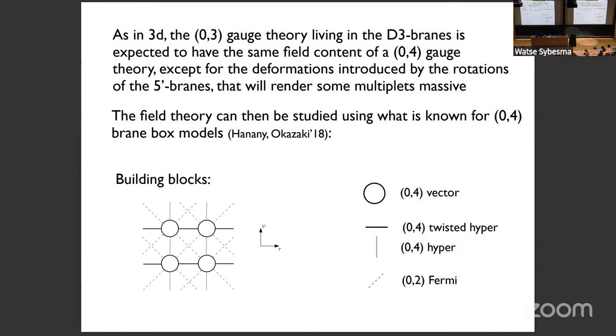how they are charged. I forgot to say that these theories have an SO(4)_R symmetry, SU(2) cross SU(2). It depends with respect to which of the SU(2)s they are charged. This is the distinction. And then you can also find, and this you find a bit shocking at the beginning, a field that is a 0-2 Fermi multiplet, which just contains a left-moving fermion. This is really necessary when you need to construct the superpotential of these 0-4 gauge theories.